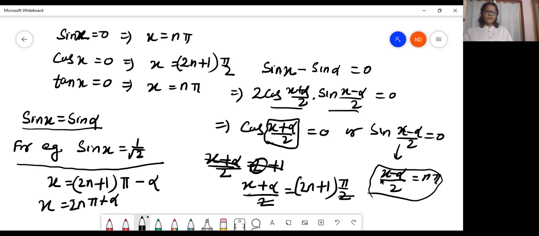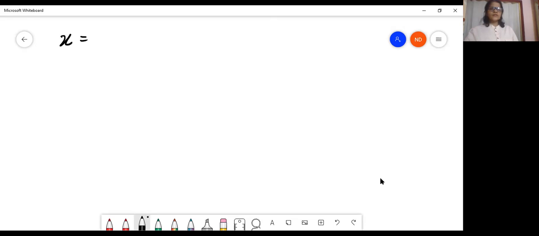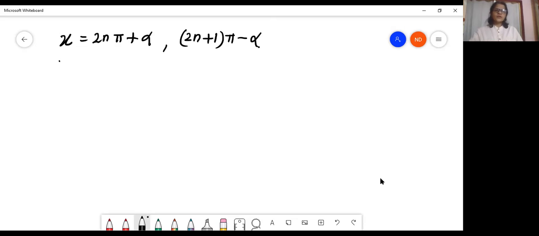The formula should be understood in a proper way. Whenever it is an odd multiple of pi, we are getting minus alpha. Whenever it is an even multiple of pi, we are getting plus alpha. So from this what can be generalized? You are getting two cases: whenever it is an even multiple of pi, we are getting plus alpha, and whenever it is an odd multiple of pi, we are getting minus alpha. So what we can conclude here is x equal to n pi plus minus 1 power n into alpha. Let's verify this. What is n? n is any integer, right?